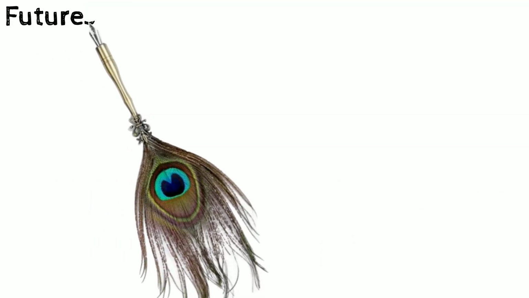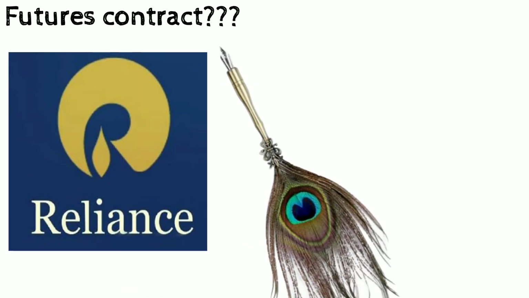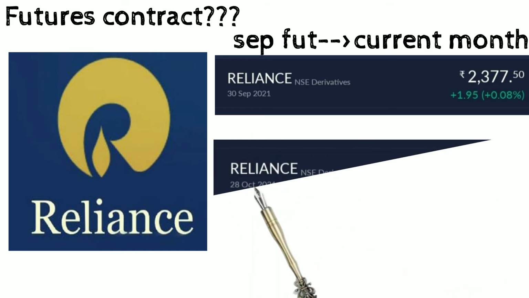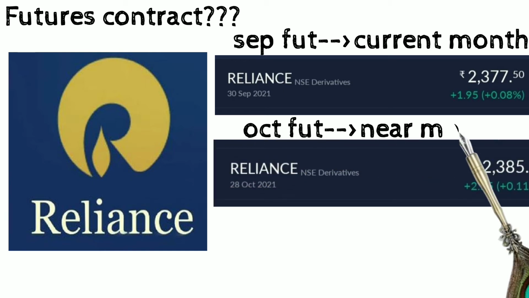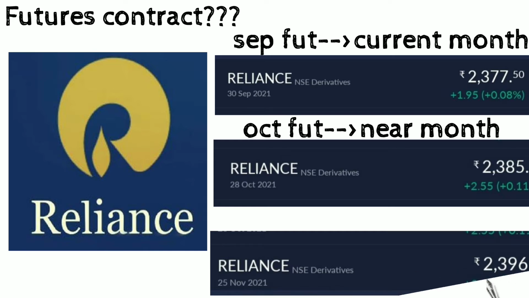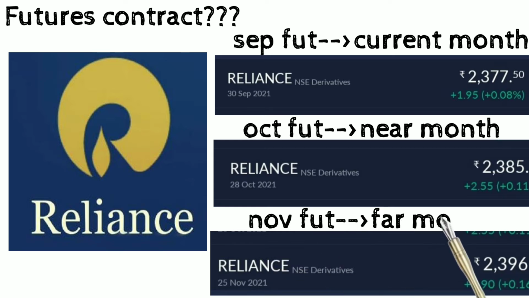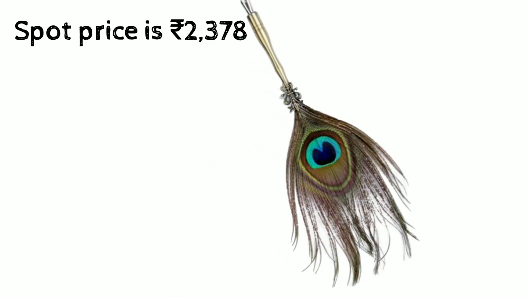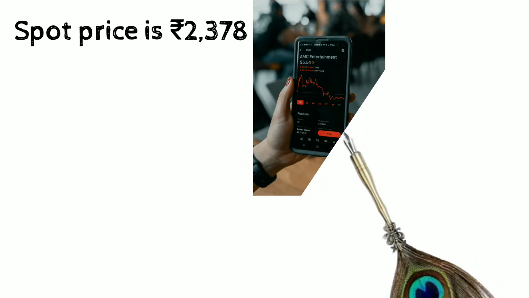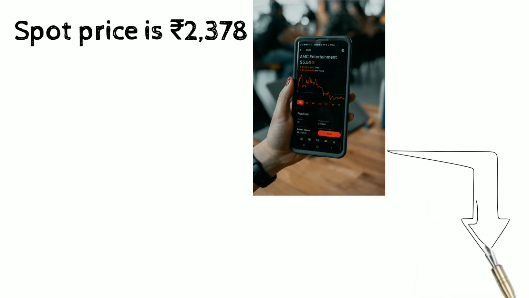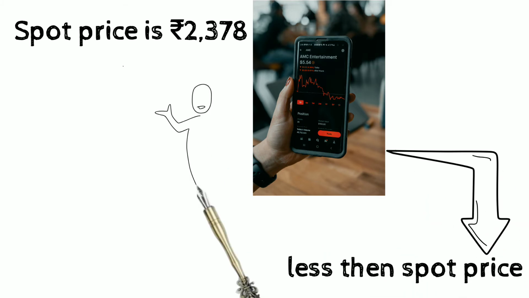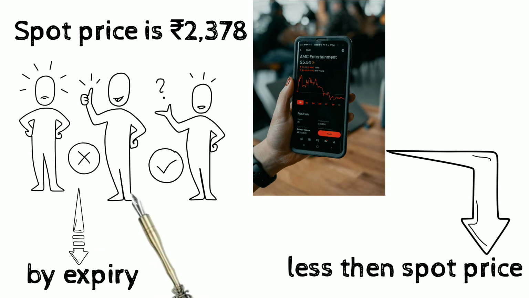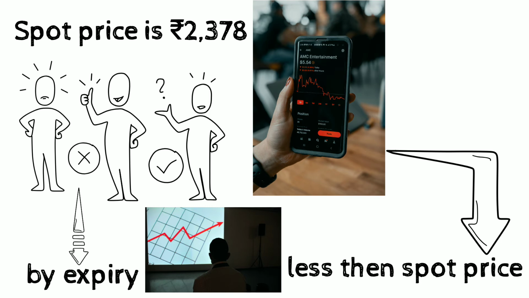Let's talk about the meaning of future contracts. Let's take Reliance September future, which is the current month's contract. Its price is 2377, and Reliance October future, which is the near month contract, its price is 2385, and Reliance November future, which is the 4-month contract, its price is 2396. Now, if we see the spot price of Reliance, it is 2378. According to people, on Reliance September future expiry, the price of the future contract will be less than the spot price. On a simple note, it's just a guess of the people that the price will drop by the expiry. And every second, a change in spot price will also change the futures contract price.